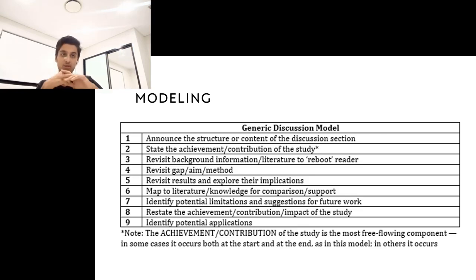Seven, identify potential limitations and suggestions for future work. This is where you're giving them that direction for those serious readers. Eight, restate the achievement, contribution, impact of the study, and identify potential applications. So always end on a happy note. Let's look at an example.